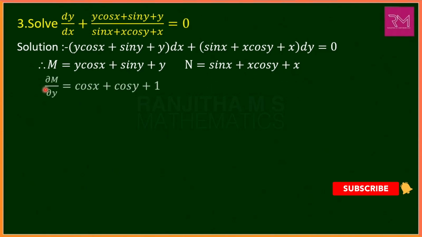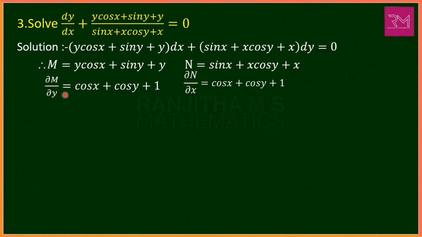Next step, find del m by del y and del n by del x. Here del m by del y is the partial derivative of M with respect to y. Here cos x is constant, take as it is, into derivative of y is 1, plus differentiation of sin y is cos y, plus differentiation of y is 1. Similarly, del n by del x is the partial derivative of N with respect to x. Here differentiation of sin x is cos x, plus cos y is constant, take as it is, into differentiation of x is 1, plus differentiation of x is 1 here.